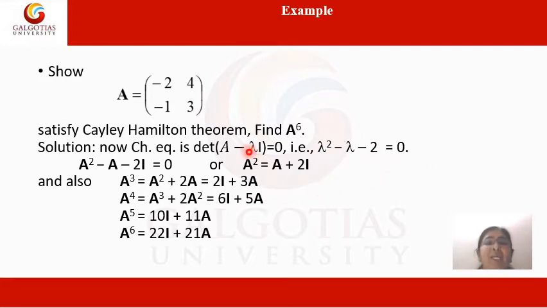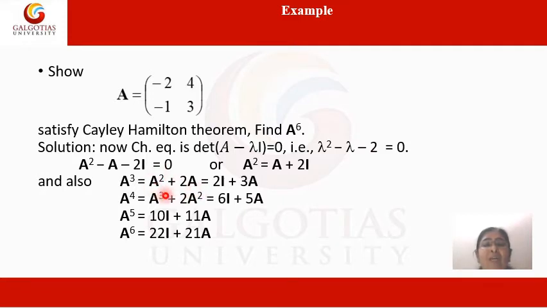Now what the Cayley-Hamilton theorem says is that every square matrix satisfies its own characteristic equation. So I will replace lambda with A and I will get A^2 - A - 2I = 0, or A^2 = A + 2I. Now I have to find A^6. So I will multiply A^2 = A + 2I with A, and it becomes A^3 = A^2 + 2A.